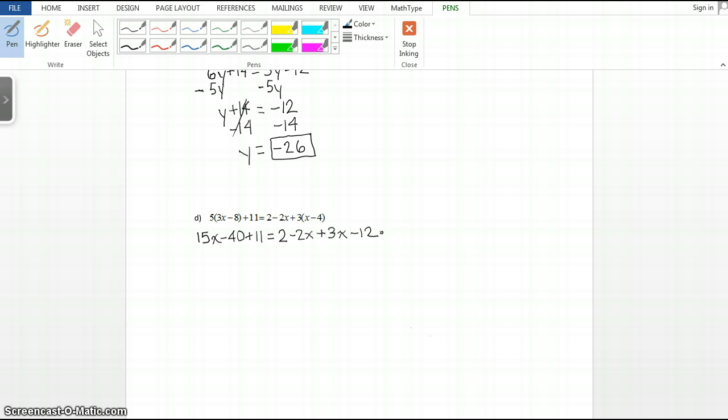Next thing we want to do here is if we have any like terms that are on one side of the equation, we will combine those together. So I've got two constant terms here. Let's highlight them. Two constant terms. What's the next thing I'm going to do? I want to combine those together, so my 15x is still there. Negative 40 plus 11 should be a negative 29.